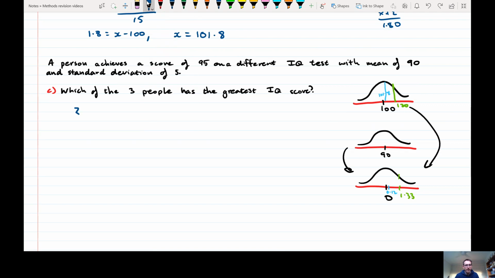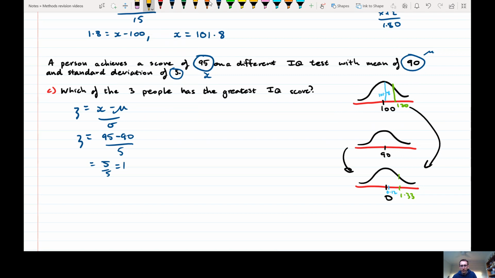So we're going to use our Z score. So Z equals X minus mu over sigma. Z we don't know. X we know is 95. So 95 minus mu of 90. There's our mu. Over 5 standard deviation. That gives you 5 over 5, which is 1. So if I mark it on this curve over here, on the 90 curve, they scored 95, it's about there. How does that compare into this distribution down here? Well, they got a score of 1, which is going to be there.